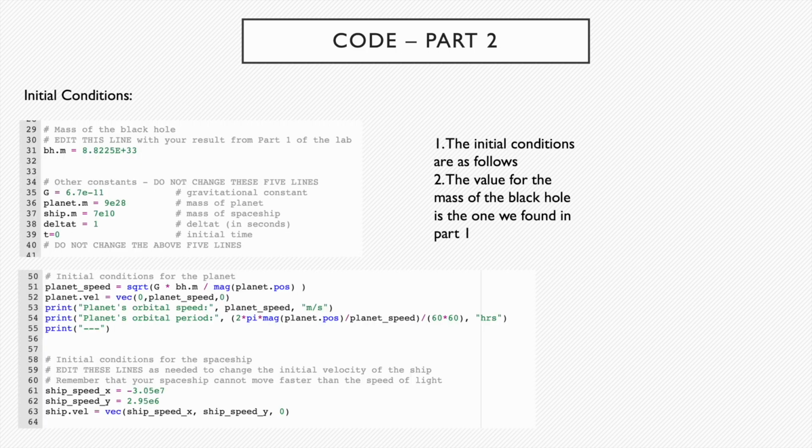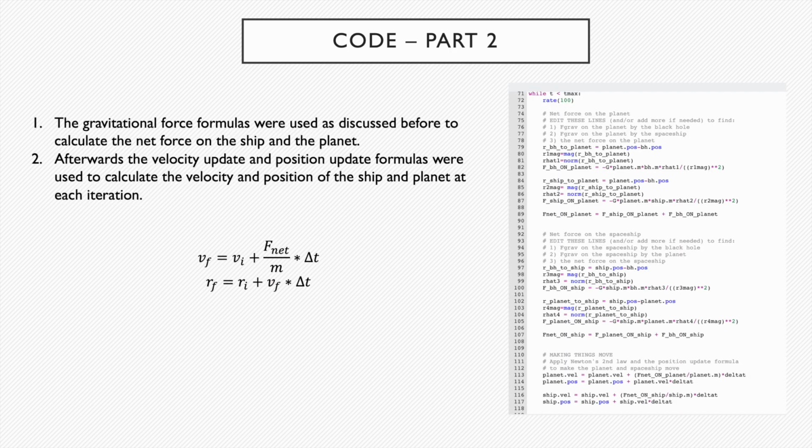For the coding part 2, the initial conditions are as follows. The mass of the black hole is the one we found in part 1, and the rest is the same. The velocity of the ship is the one found through trial and error. So the gravitational formulas were used as discussed before to calculate the net force on the ship and the planet, and then afterwards the velocity update and position update formulas were used in lines 113 till 118 to calculate the velocity and the position of both the ship and the planet at each iteration step.